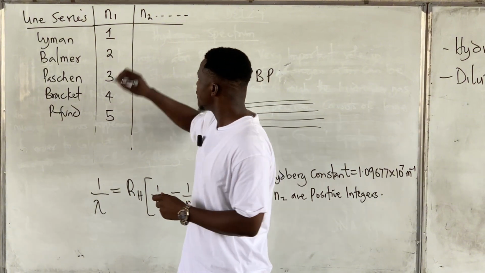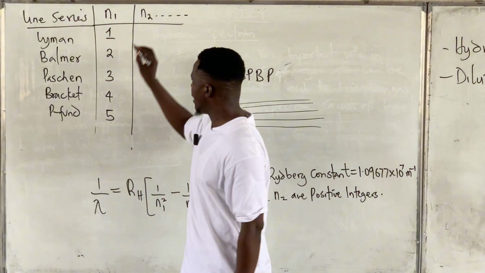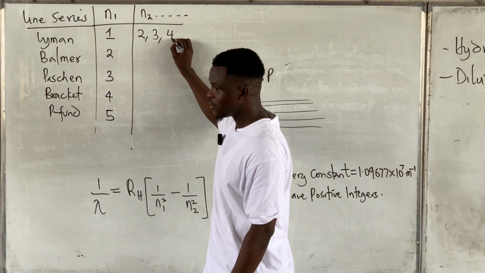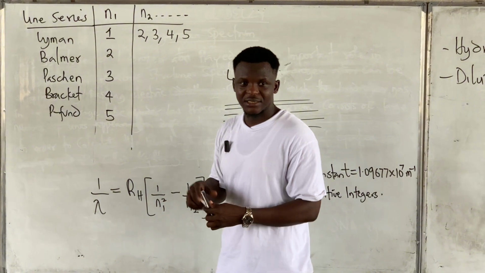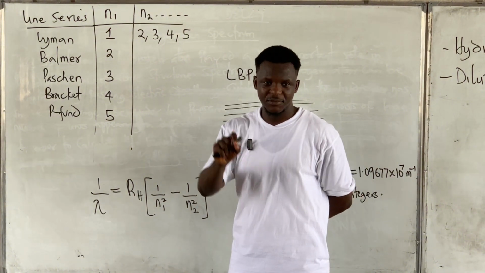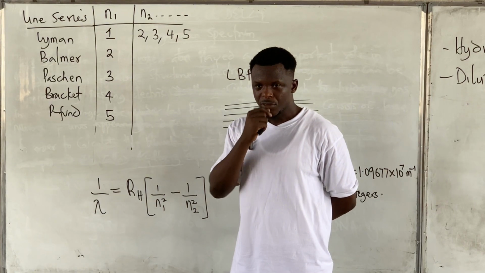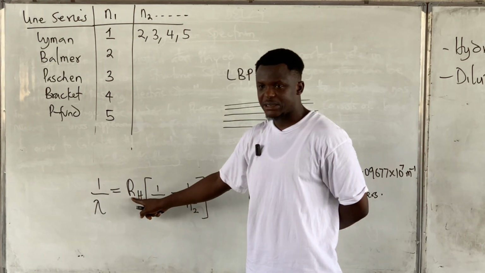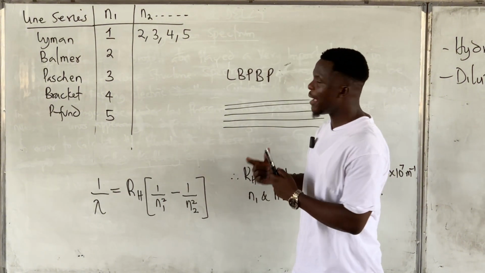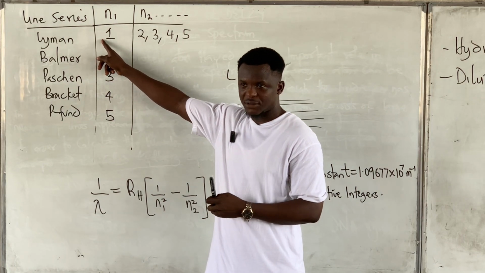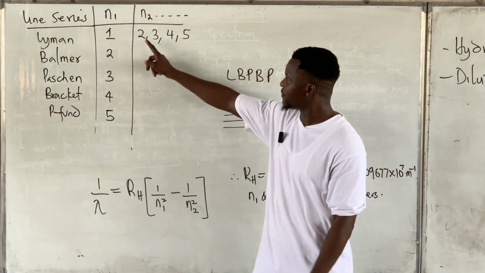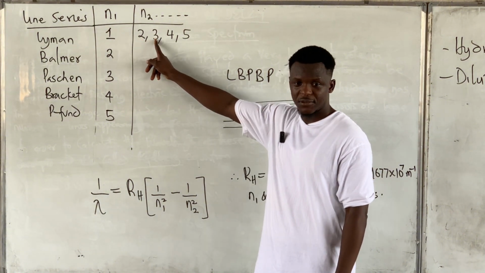Please stop writing. The first line for Lyman starts from what? 2. The second line will be what? The third line will be 5? Now look at this. If you're asked to solve for the wavelength of the second line in the Lyman series, first of all, this is a constant, so you don't have to bother about it. You need your n1. Since they say Lyman series, n1 becomes what? 1. Now, since they said second line, for the Lyman series, the first line is what? The second line is what? That is it.